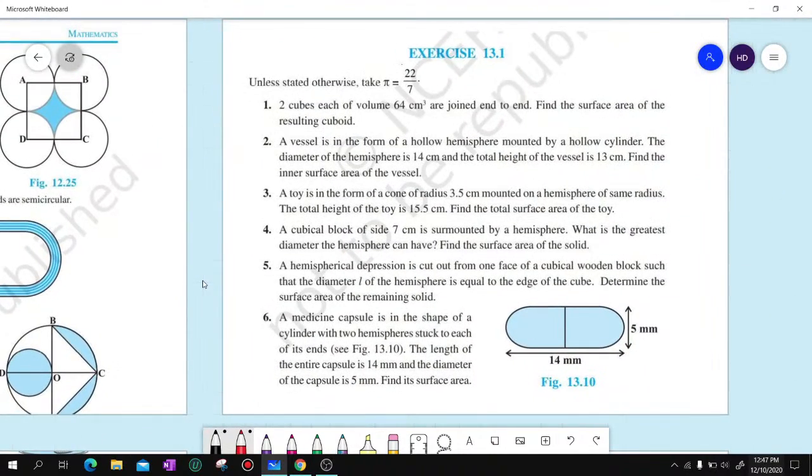And when it comes to surface area and volumes, the most favorite question for the examiner is the first question, 2 cubes, and this medicine capsule is very important, and the hemispherical toy question. So 1, 3 and 6. The medicine capsule question and the 2 cubes question have a chance of being asked in the board exam paper of more than 120%. That means without them they will not give any question paper.